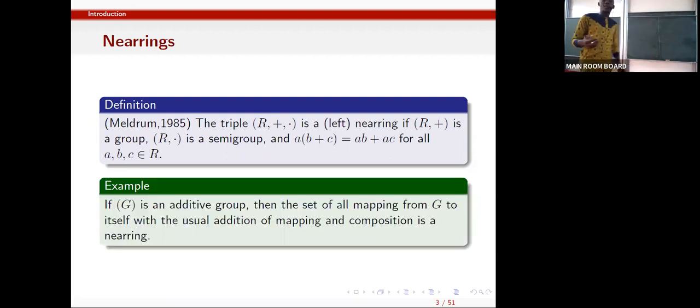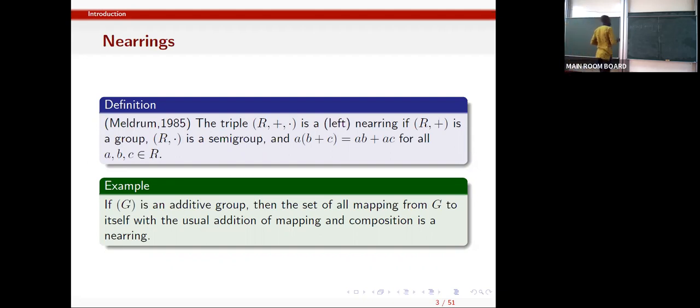A natural example of a near ring is when we consider a set G with an additive group, and then consider the set of mappings M(G). M(G) is the set of all mappings from the additive group to itself, and it forms a near ring. It's not a ring. Why is it not a ring? Because the left distributive law holds, but the right distributive law does not.